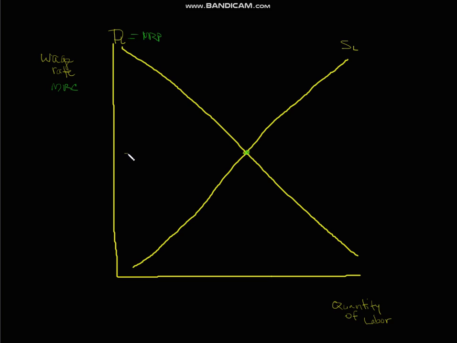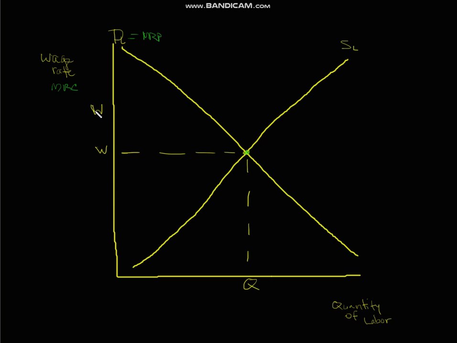And so the wage rate in the perfectly competitive market would be at W, and the number of workers hired would be down here at Q. So that's what you would have in the perfectly competitive labor market. The union obviously wants a wage that is much higher.